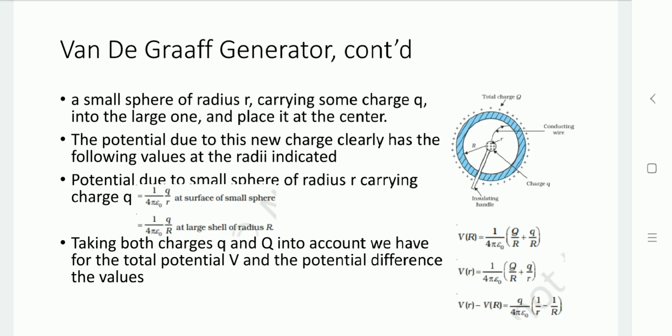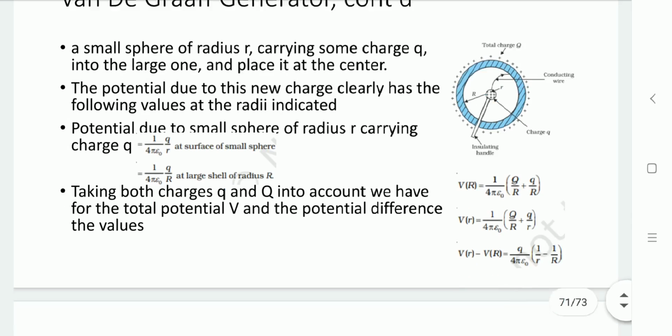Taking both charges Q and q into account, we have for the total potential V of R, capital R, 1 upon 4 pi epsilon 0 times Q by R plus q by R, and the potential at the smaller radius r is 1 upon 4 pi epsilon 0 times Q by R plus q by r. So the difference is q upon 4 pi epsilon 0 times 1 by smaller r minus 1 by larger R.